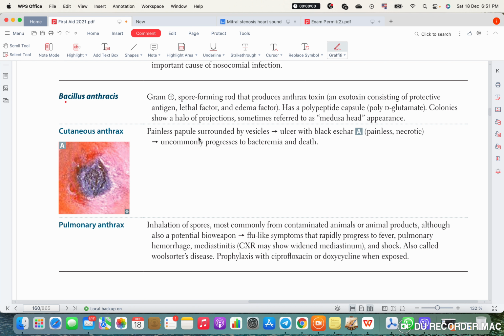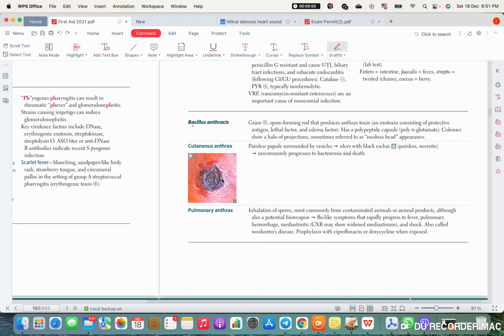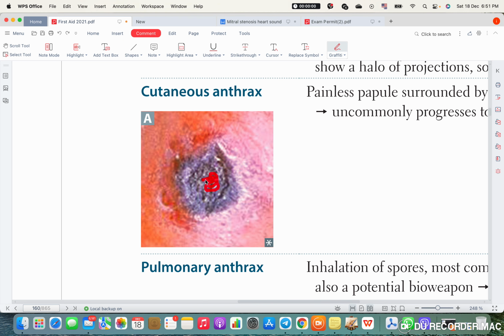Okay, so painless papules surrounded by vesicles, so they will have this ulcer with a black scar. It's painless and necrotic. Uncommonly progresses to bacteremia and death. Why? Because this lesion can allow other opportunistic bacteria to enter your body, leading to sepsis.